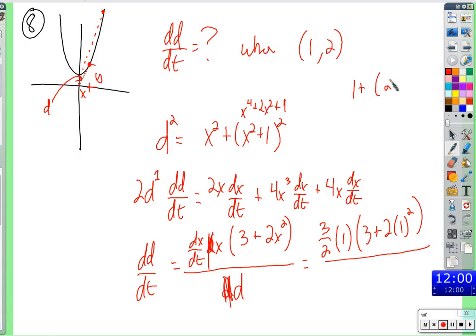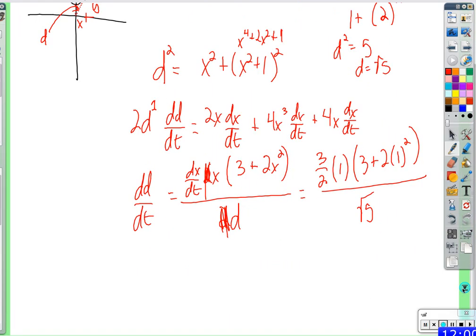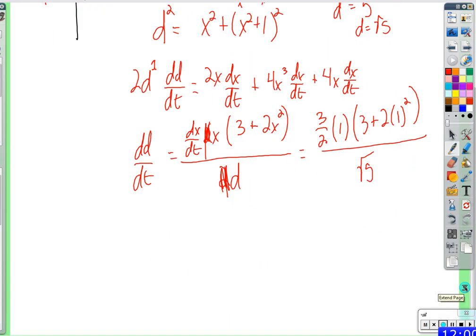Solve for d. Here's an equation that tells us d. Solve for d given that x is 1. So 1 plus 1 plus 1, which is 2, squared. 5. It's 5. That's d squared. So d is the square root of 5. Square root of 5.